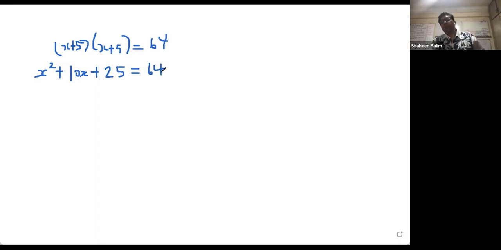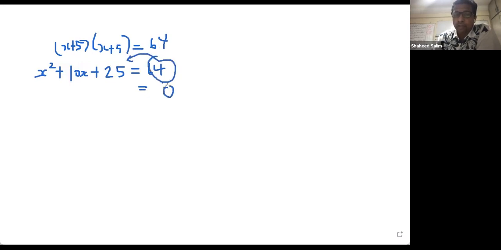Now you cannot solve it like this. You must make the right side 0. I repeat, you must make it 0. How do you make it 0? You bring the 64 over that side. So now it becomes 0. So what do you have here? x squared plus 10x, and then 64 becomes minus 64. After 25 minus 64, you get minus 39.